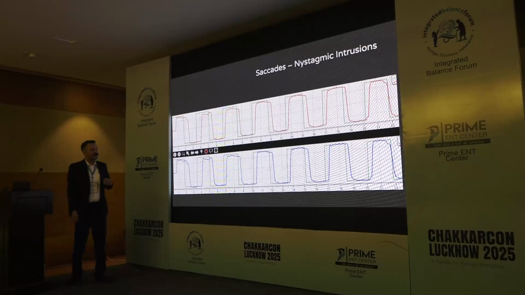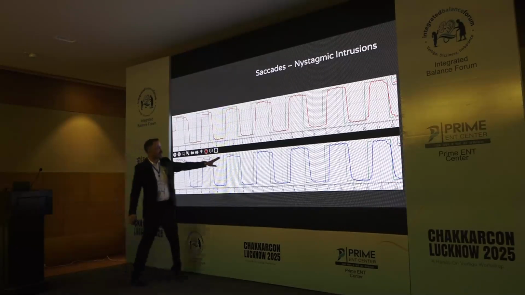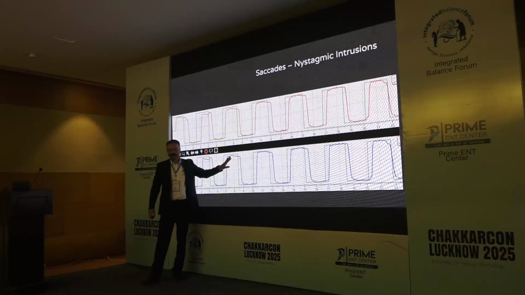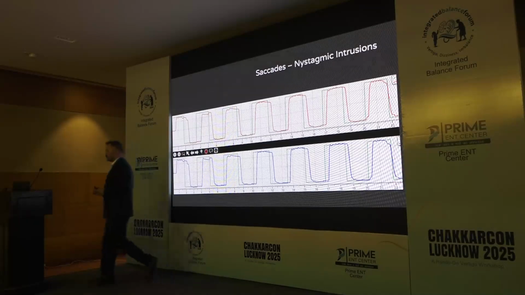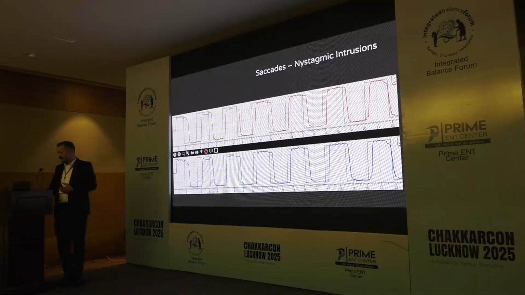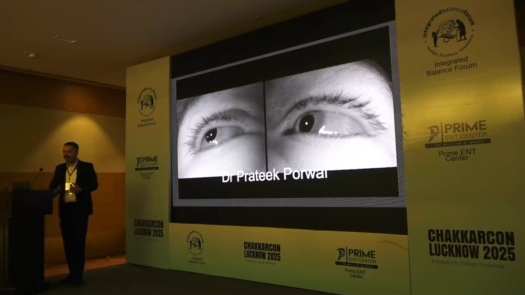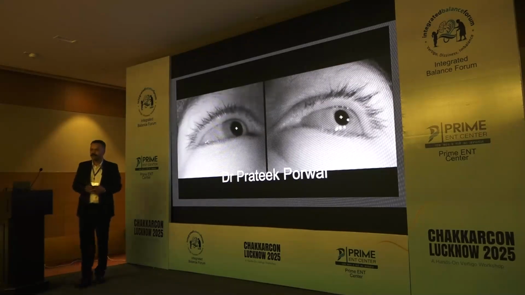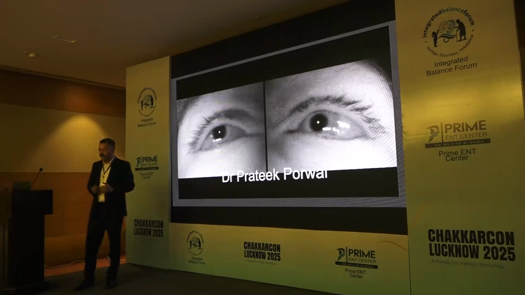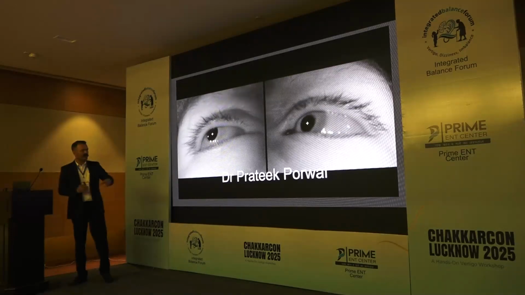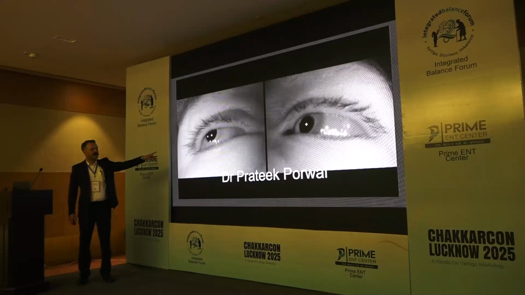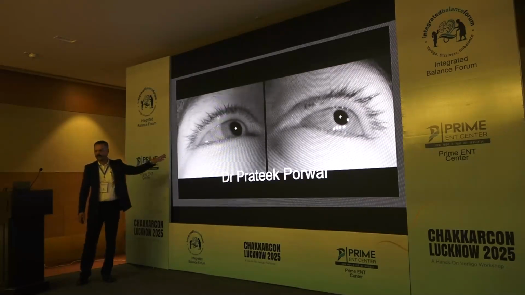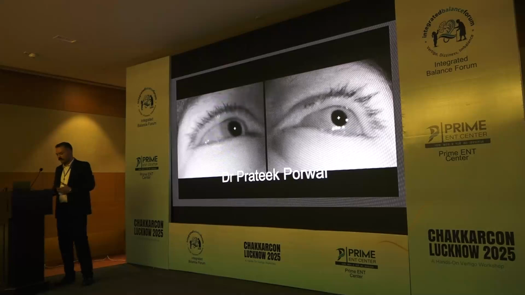But in this patient, we can see that there is a nystagmus when the patient is looking to the right side. So this is a nystagmus intrusion which can be seen in few patients of acute vestibular neuritis. Okay, so in this video also we can see that whenever the eyes are going to the right side, there is a right beating nystagmus, while on the left side it is normal.